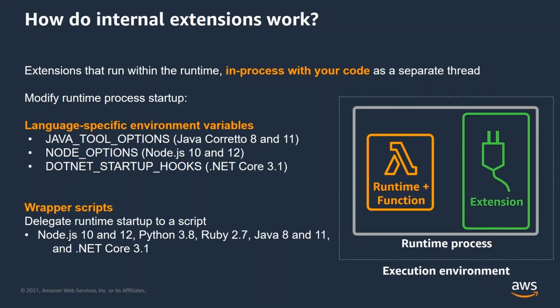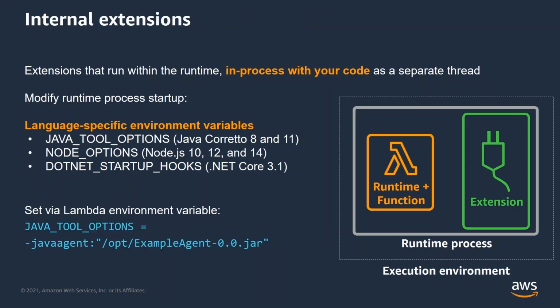There are two flavors of internal extensions: language-specific environment variables and wrapper scripts. Language-specific environment variables are set as part of the function configuration. You set your function environment variables for various runtimes. JAVA_TOOL_OPTIONS, for example, is a variable you can set for Java Corretto 8 and 11, and you use the variable to specify additional command line parameters.